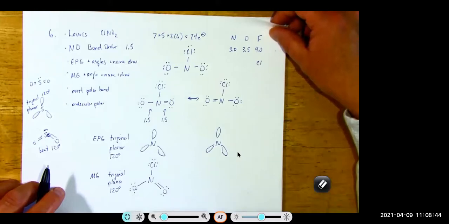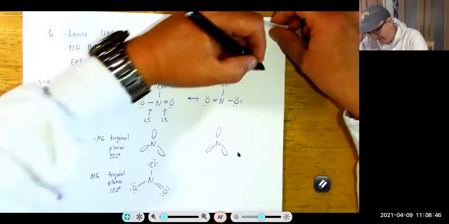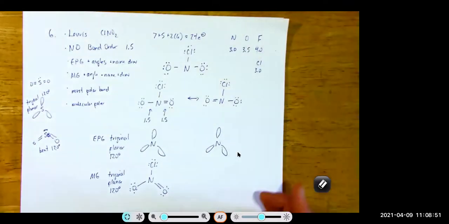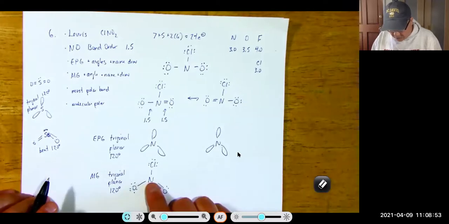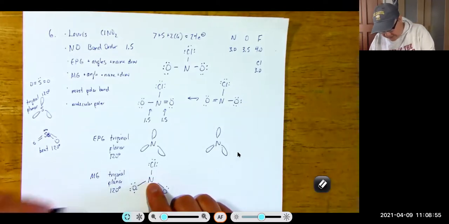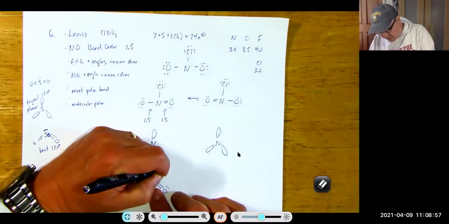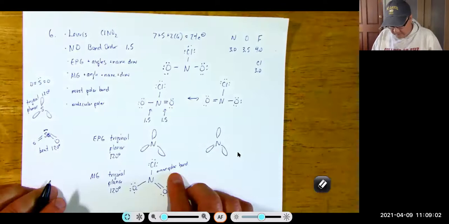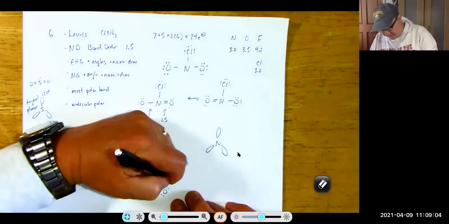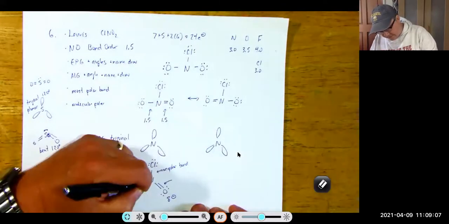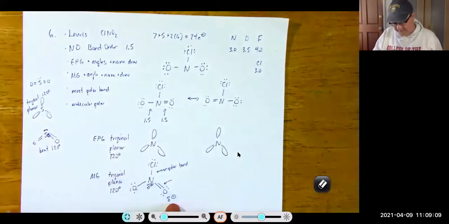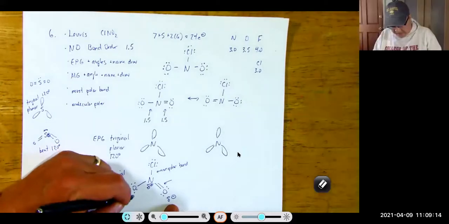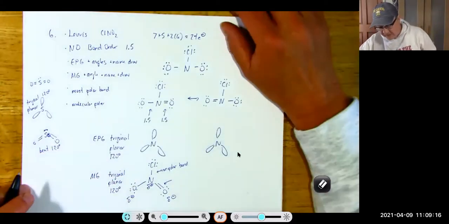2.5, 2 point, that's too low. How about 3.0? Okay, so what's your most polar bond? If nitrogen's 3.0 and chlorine's 3.0, this is a non-polar bond, right? And here, this one's going to be slightly negative and slightly positive because oxygen's more electronegative. And here, this will be slightly negative and this slightly positive because oxygen's more electronegative.